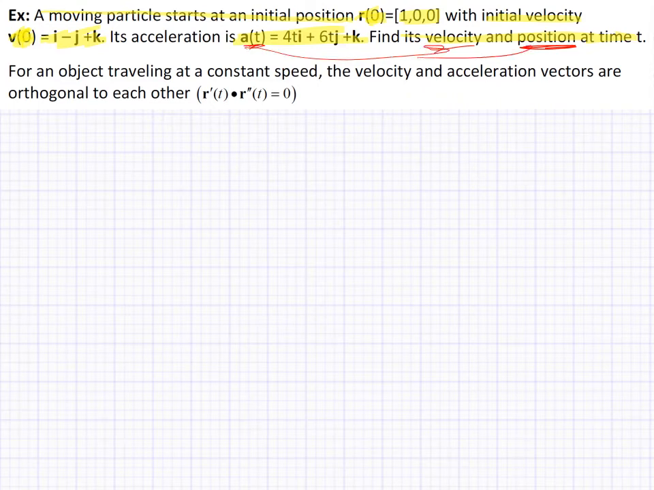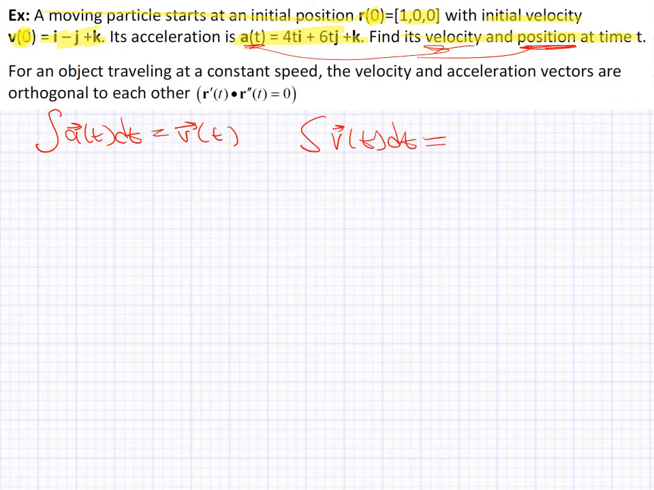Well, if we use derivatives to go forward, we should then have to integrate the acceleration vector to find the velocity vector. And we should integrate the velocity vector to find the position vector. And that's it. Pretty simple.